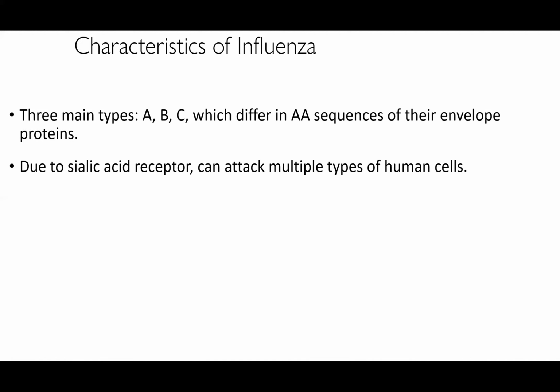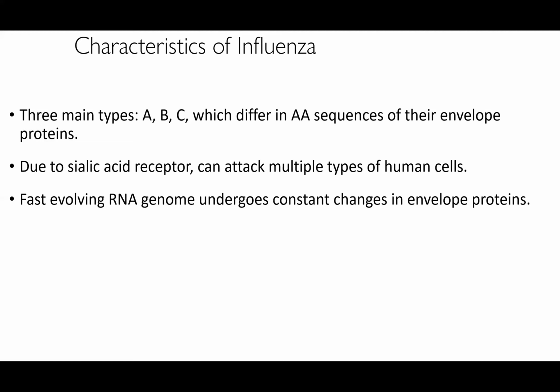Due to the sialic receptor, it can attack multiple different types of human cell. So it doesn't have to just infect, say, lung tissue. It can affect brain. It can really affect anything, simply because the sialic acid receptor is pretty common to all of our cells, regardless of where they are in the body. It is a fast evolving RNA genome itself, and it does undergo consistent changes in its envelope proteins.